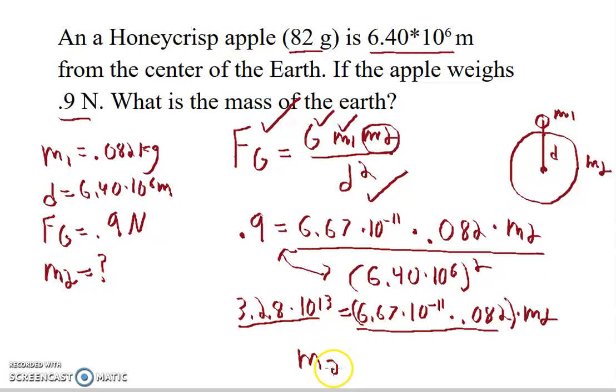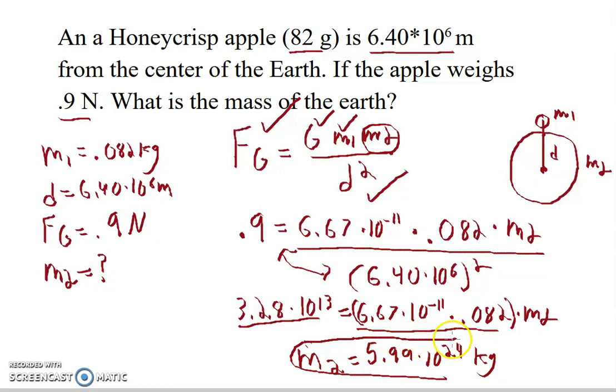So we're going to get out the mass, M2, the mass of the Earth is 5.99 times 10 to the 24 kilograms, kg, standard unit. And that's the answer. And if you actually look that up, that's pretty close to what the mass of the Earth is.